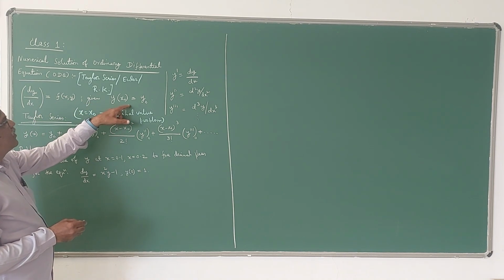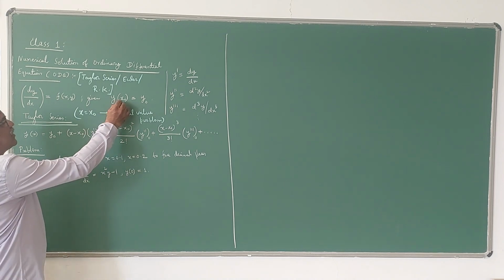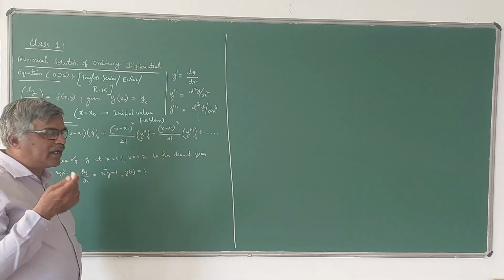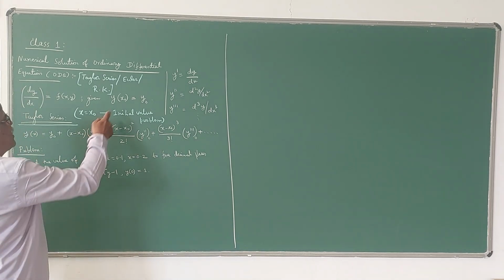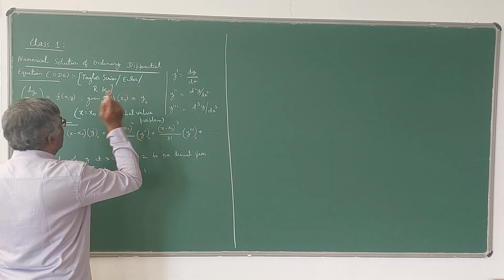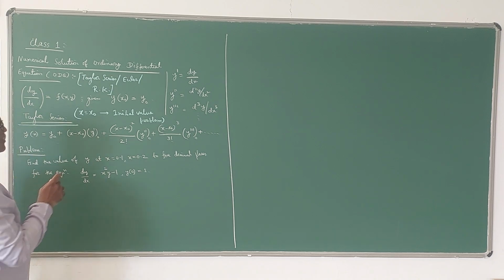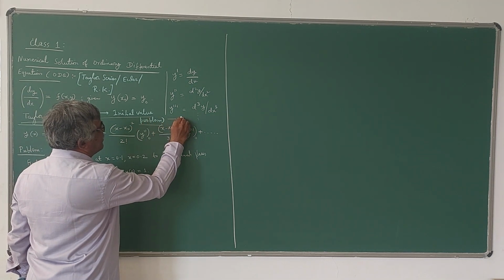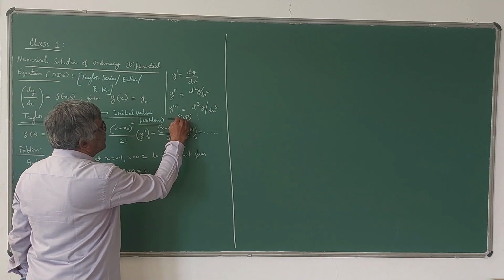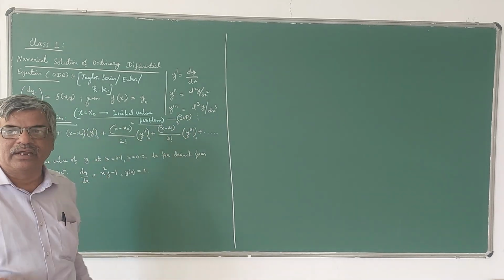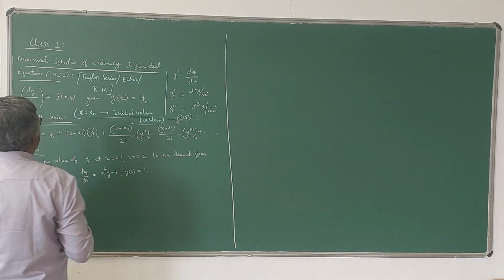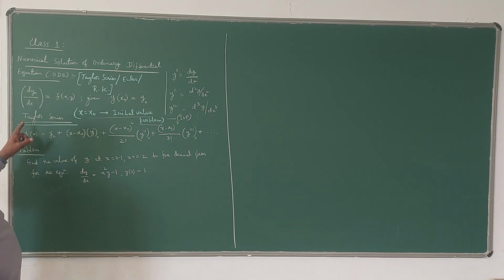y of x naught is equal to y naught. That means here x naught is the initial value of x. It can be 0 or 1 or any other value. The value of y at x is equal to x naught is y naught. That will be defined. Such problems are called initial value problems, IVP, because the value of y is given at an initial value of x, that is x naught. So first let us take up the Taylor series method.